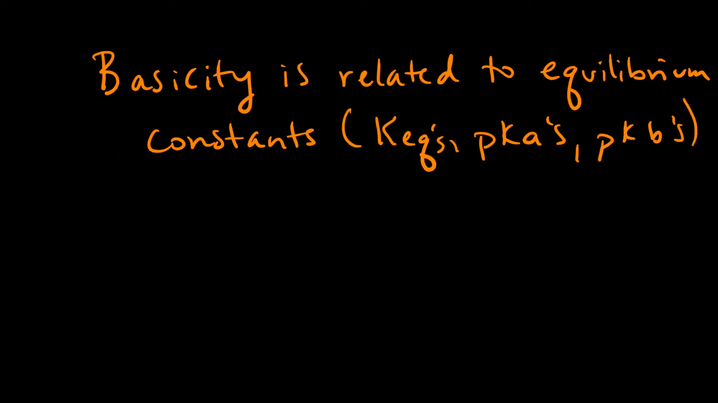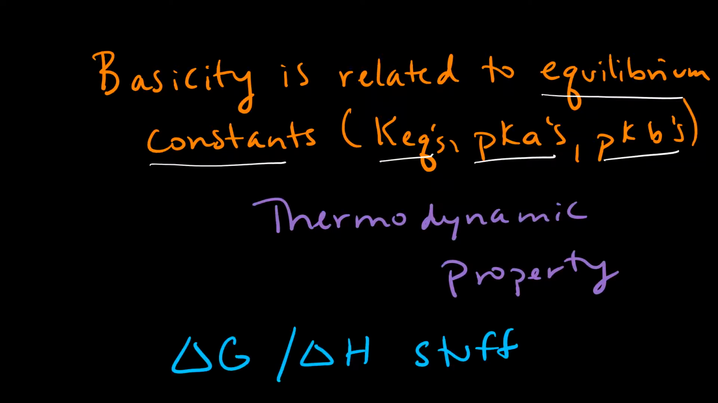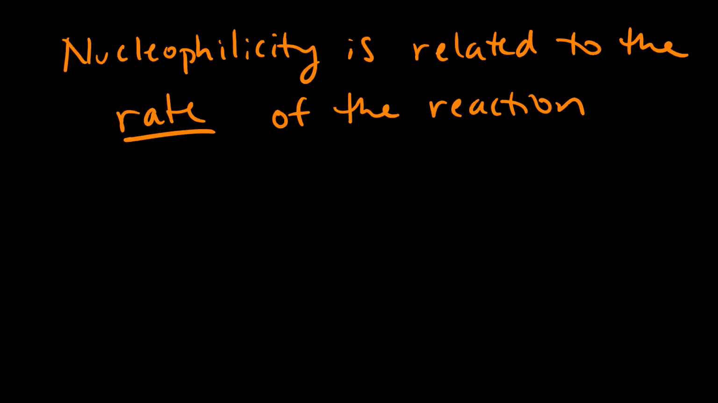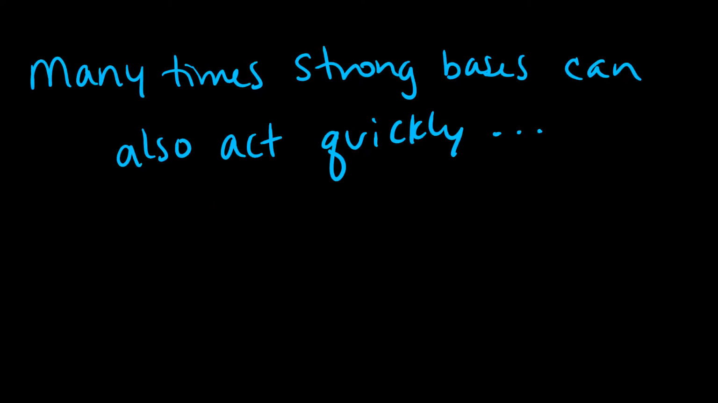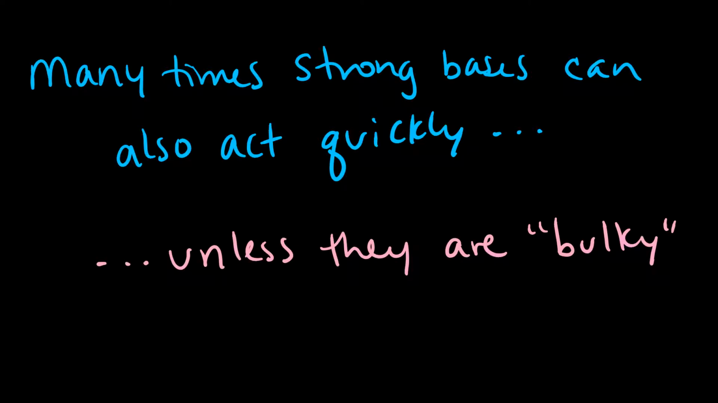The basicity of a compound is related to equilibrium constants. So we're talking about Keqs, pKa's, pKb's. This is a thermodynamic property, and it's related to delta G, delta H kind of stuff. Nucleophilicity is related to the rate of the reaction. So we would say that that is a kinetic property of a substance, and this has to do with the rate law. Many times strong bases can also act quickly, meaning that a lot of times thermodynamically favored bases are also good nucleophiles. They can also be kinetically favored. But if they're bulky, they might be a good base, but not such a good nucleophile.